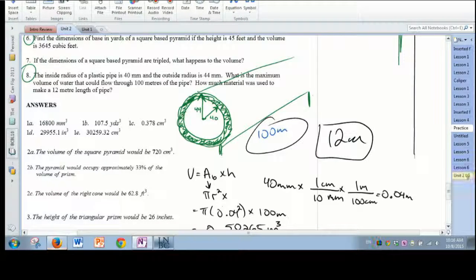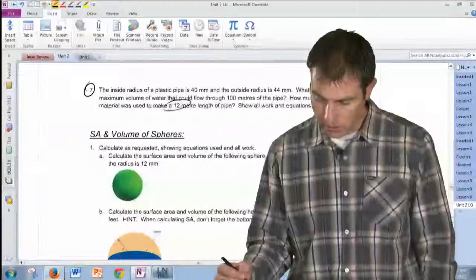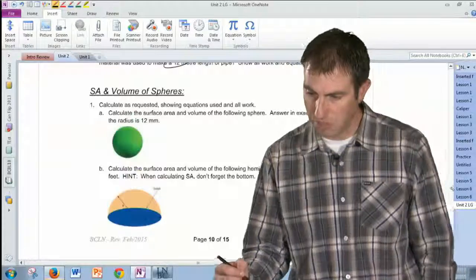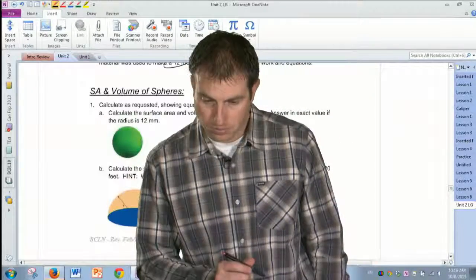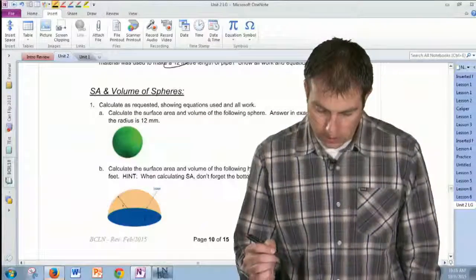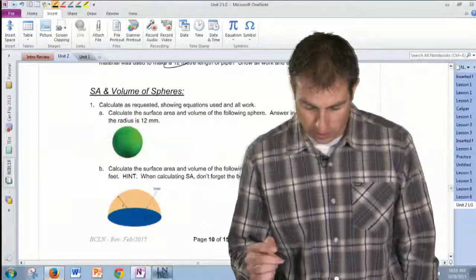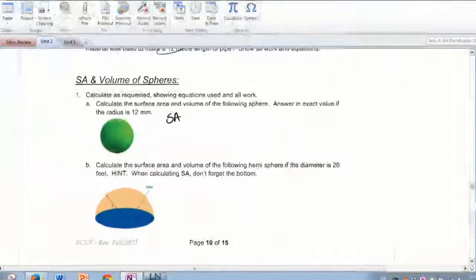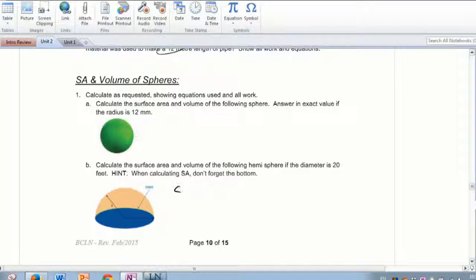Somebody asked about the surface area of spheres. I forget who it was. I saw the question up above. Calculate the surface area of the volume of the following sphere. Maybe I'll just do this surface area of the sphere real quick. Maybe I'll do the hemisphere, because that's a little bit trickier.